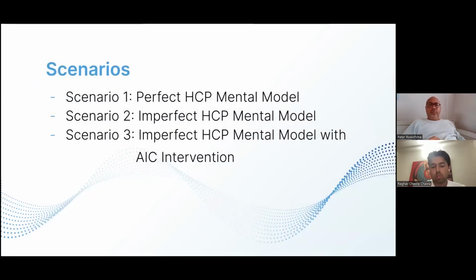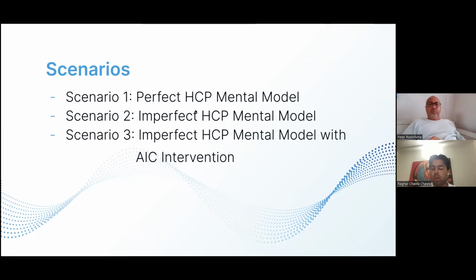So in this thesis, we simulated three scenarios, namely one where there was a perfect mental model for the doctor or the healthcare practitioner. And the second scenario was an imperfect mental model of the doctor. And the third was also an imperfect mental model of the doctor, but where the AI coach intervened to correct.